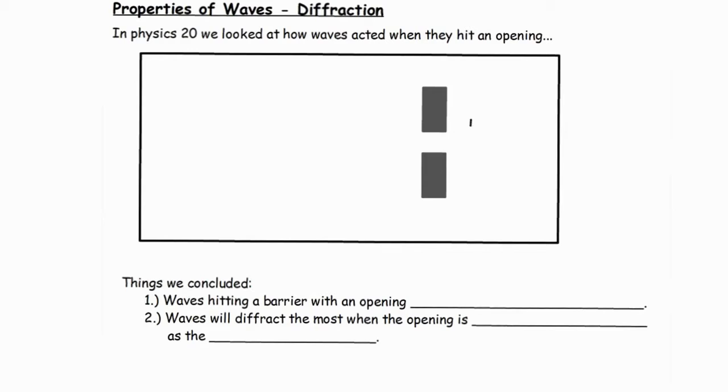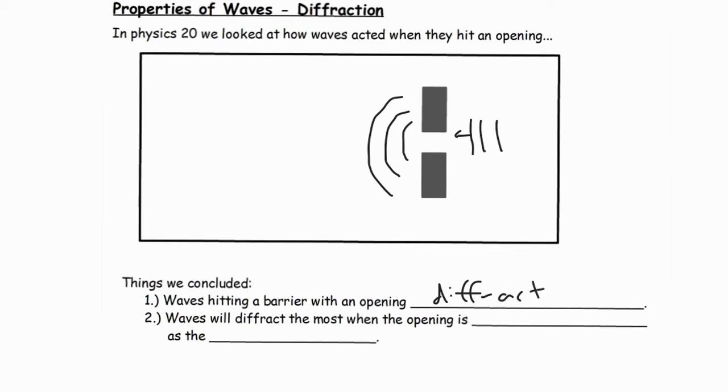So if we have waves coming in, they're straight waves, they hit this barrier. Waves spread out like they're coming from a circular source. So they will spread out and fill in the space behind that opening. So waves hitting a barrier with an opening, they diffract. We call that diffraction when they go around it.